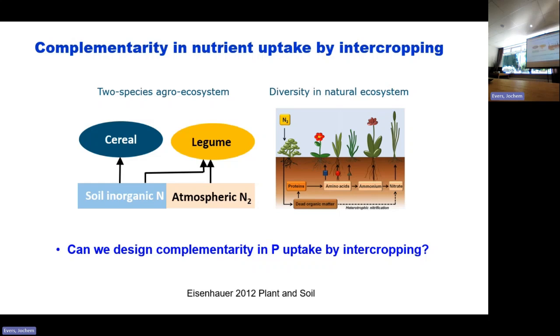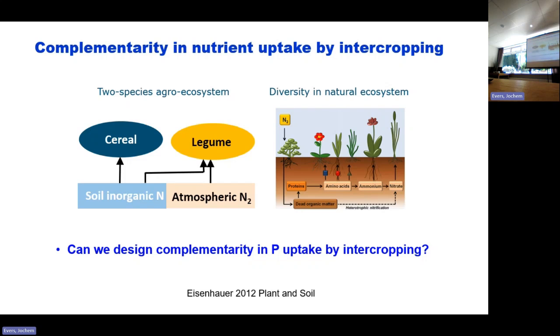Okay. So in addition to the facilitation, what about the complementarity? Actually, these two mechanisms are very difficult to differentiate, but we tried to focus on the complementarity in one study. The complementarity in nitrogen uptake is already well known. I think it's clear for you. The cereal can take up the soil organic nitrogen. The legume can use the nitrogen in the atmosphere by nitrogen fixation. And a lot of studies have shown this fact.